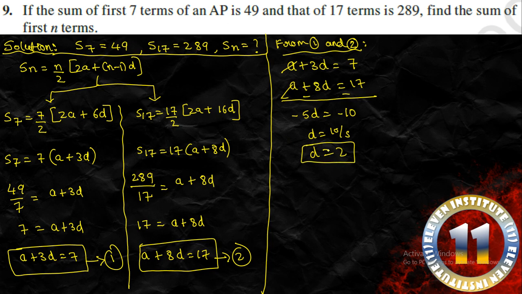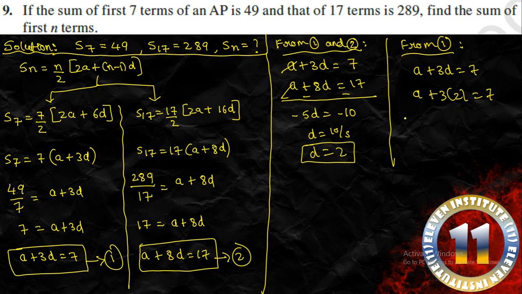Substitute this value of d is equal to 2 in equation number 1. So I will write from 1, a plus 3d is equal to 7. Right. A plus 3 multiplied by 2 is equal to 7. So 3 2s are 6. And 6 will go to the other side and get subtracted. So we have the value of a is equal to 1. So clearly we have the value of d and a.